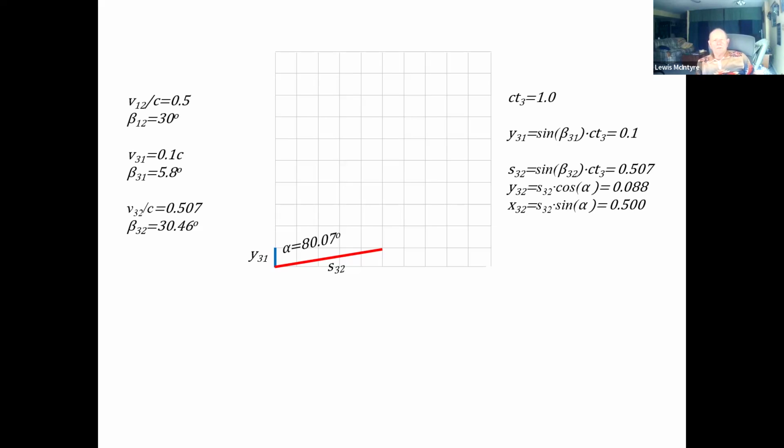In our first case, we set V31 equal to 10% of the speed of light. This gives a velocity V over C between S3 and S2 of 0.507. Just a few tenths of a percent different from their vector sum of 0.509. The bearing angle alpha is 80 degrees. The distances are just the sines of beta 31 and 32 multiplied by CT3 equal to 1.